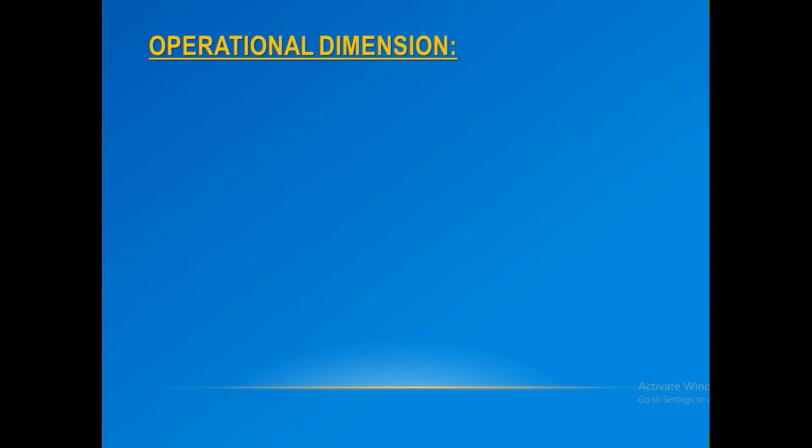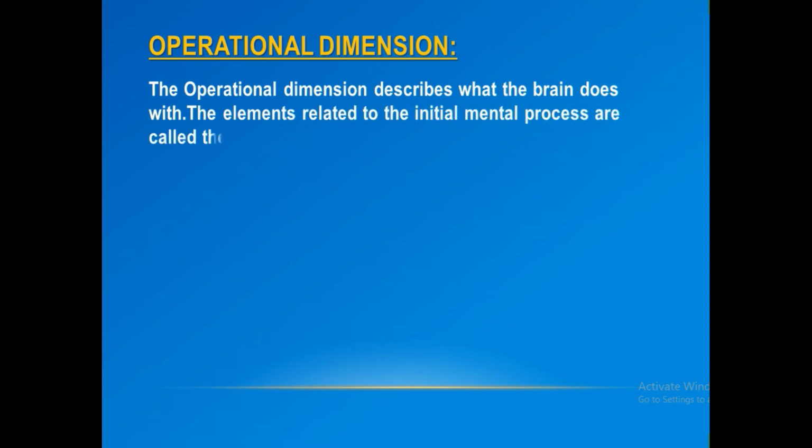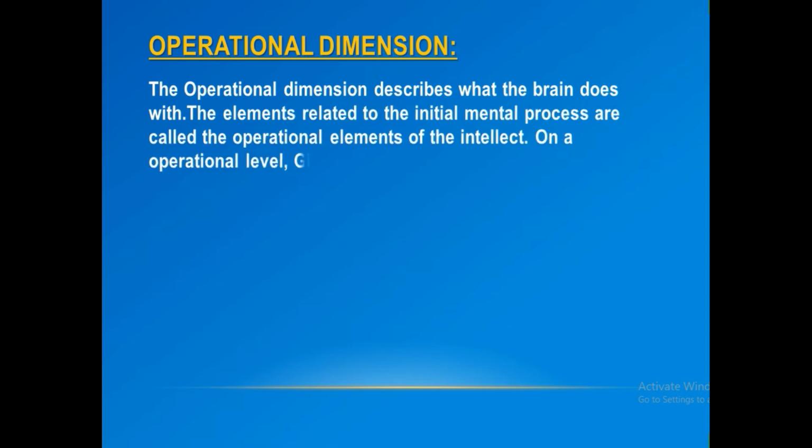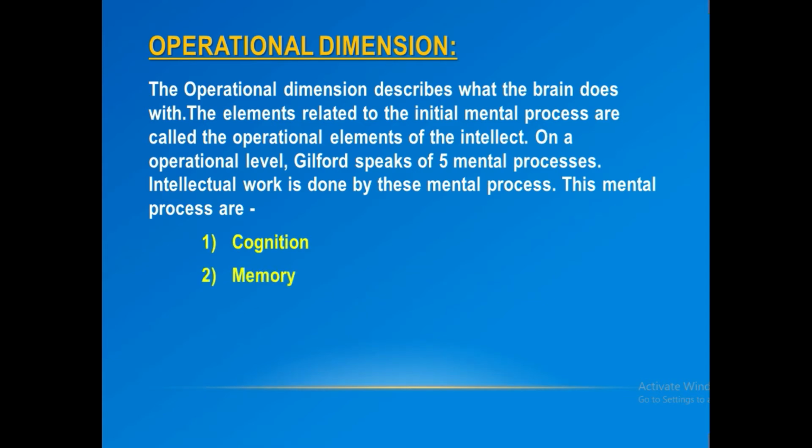So start with the operational dimension. The operational dimension describes what the brain does. The elements related to the initial mental processes are called the operational elements of the intellect. On the operational level, Guilford speaks of 5 mental processes. Intellectual work is done by these mental processes. These mental processes are cognition, memory, convergent thinking, divergent thinking, and evaluation.